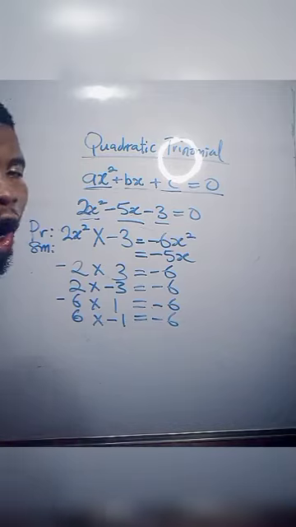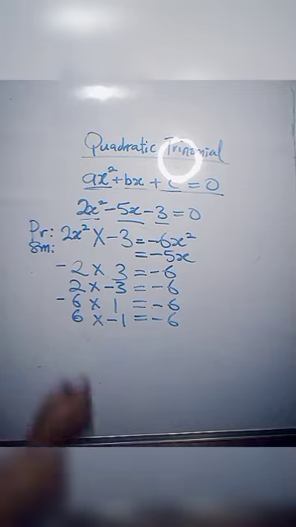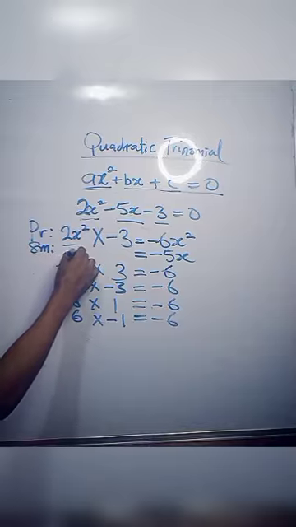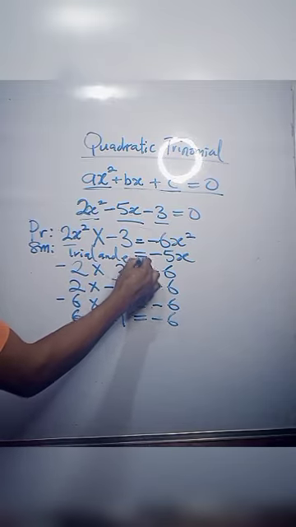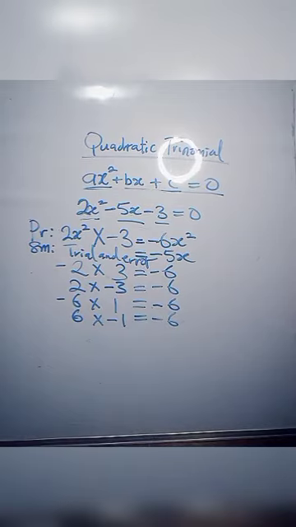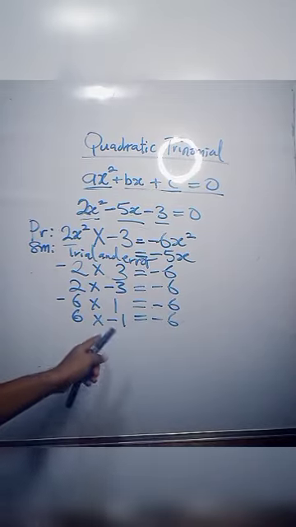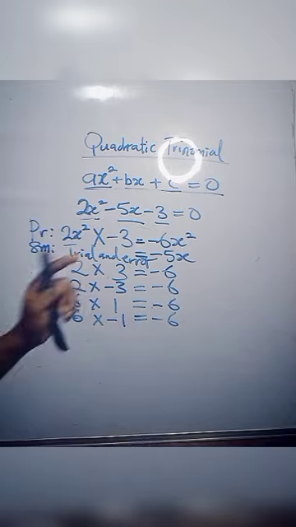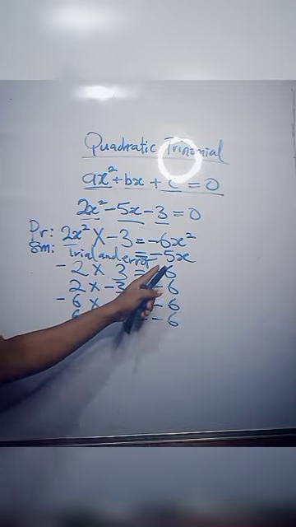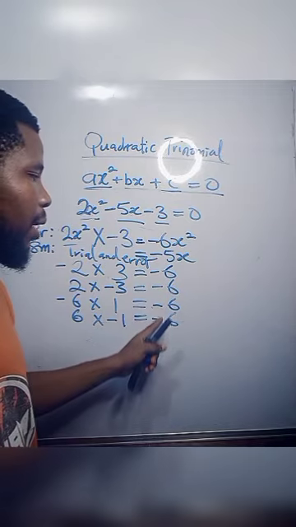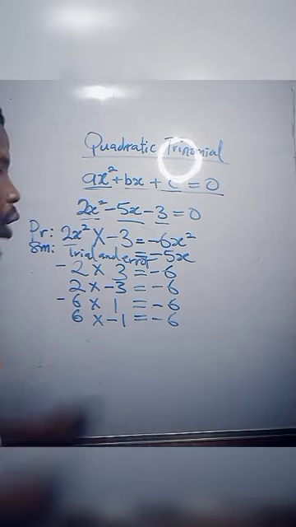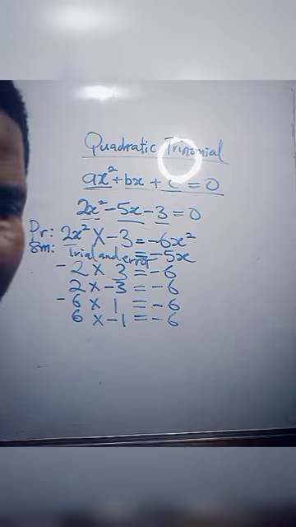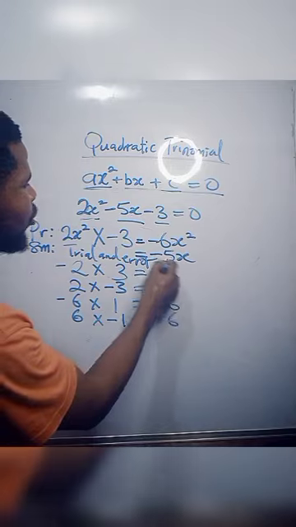So what I'm doing is called trial and error. It's called what? Trial and error. So I'm trying to know the numbers I need that will be able to satisfy what I'm looking for. So now, can you see my product? I have minus 6, minus 6, minus 6, all through.